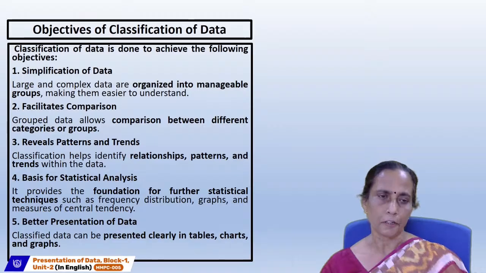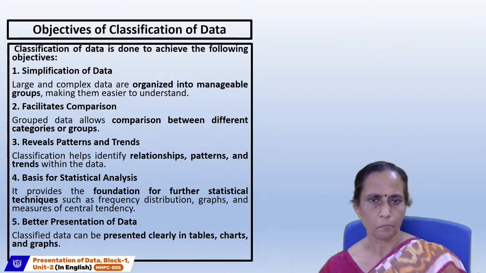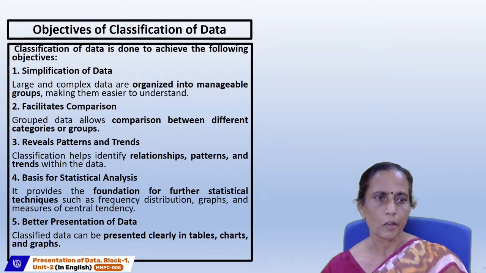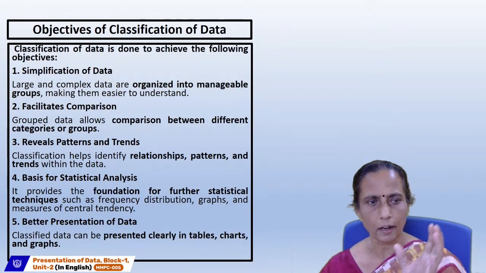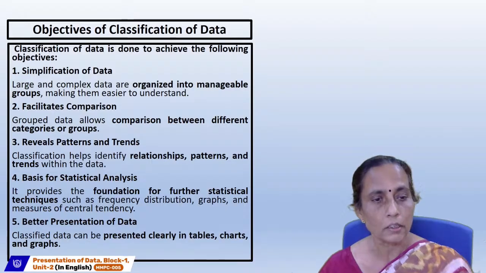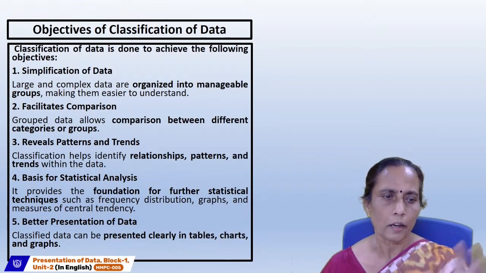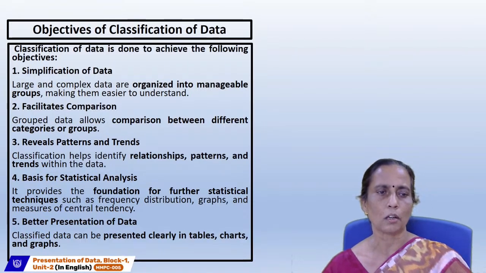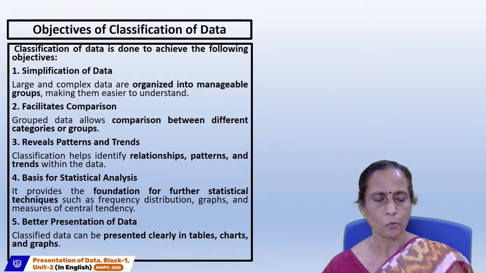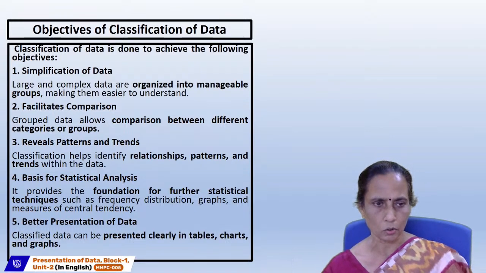Classification further facilitates comparison between different categories of the groups, and it reveals the patterns and trends. Classification helps you identify the relationships between the variables. Suppose you are taking the record of the sales of a specific product according to specific years, that is 2019-20, 2020-21, 2021-22, and so on and so forth.